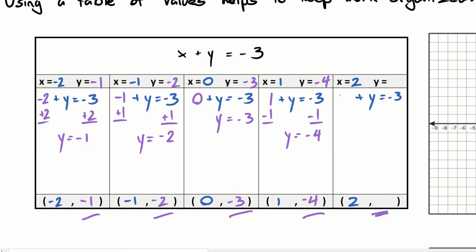Let's find out. Let's get rid of x, replace it with 2. Let's solve for y by subtracting 2 from both sides. y = -5. We were right, yeah.